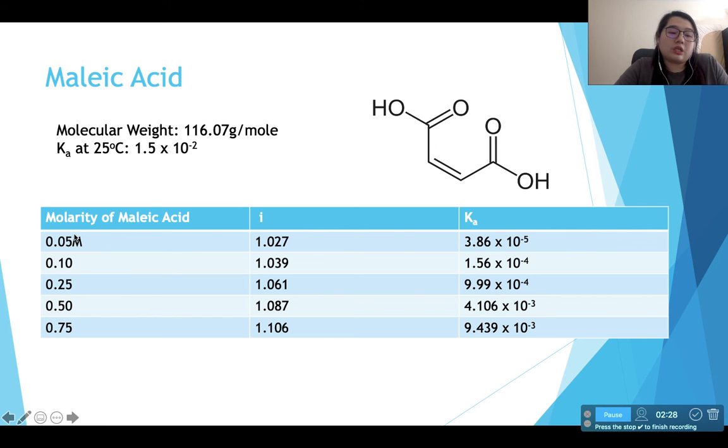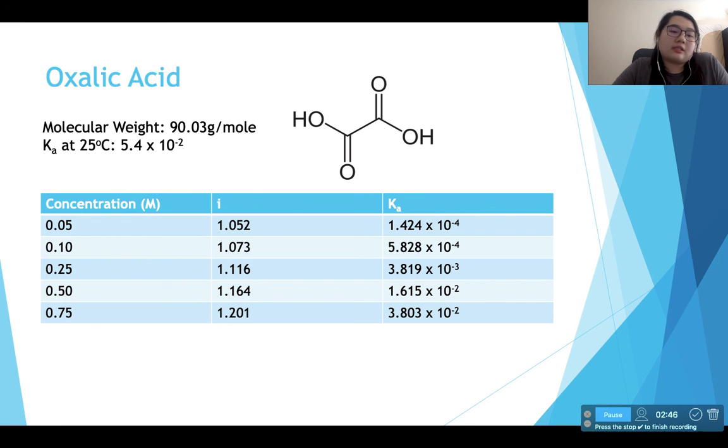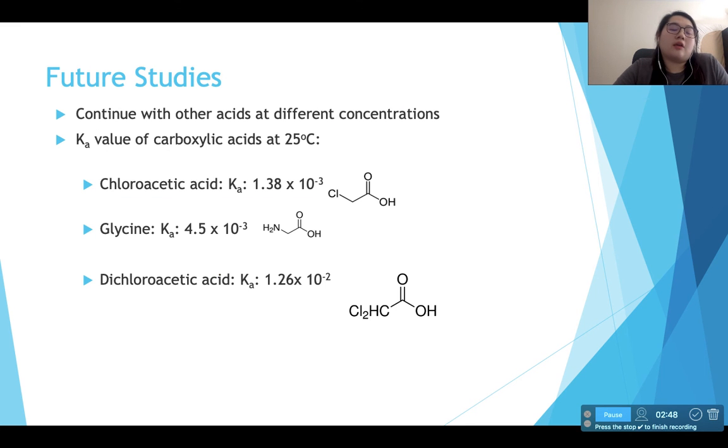There are 5 concentrations: 0.05 molar, 0.1, 0.25, 0.5, and 0.75. This is also calculated in the same way for malonic acid, with the ionization and the equilibrium constant of the acid at each different concentration, and also the same for oxalic acid. For future studies, we will continue with different acids at different concentrations, such as chloroacetic acid, glycine, and dichloroacetic acid.